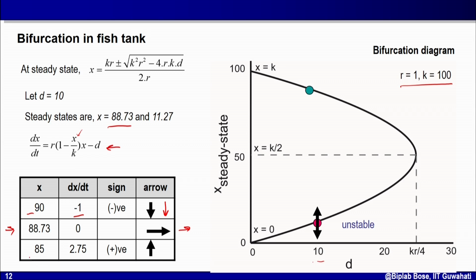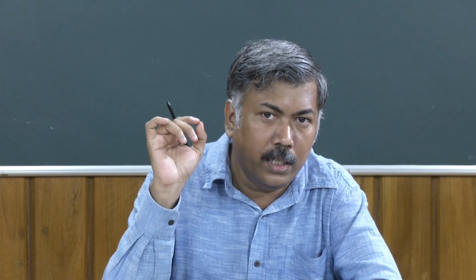If I take a smaller value of x, say 85, then if I calculate dxdt using the same relationship, we get 2.75. It's positive. That means the arrow will be pointing up. So if I put the arrows, I get like this. So both the arrows are pointing towards the steady state at 88.73. That means if x is at 88.73, it will stay there.